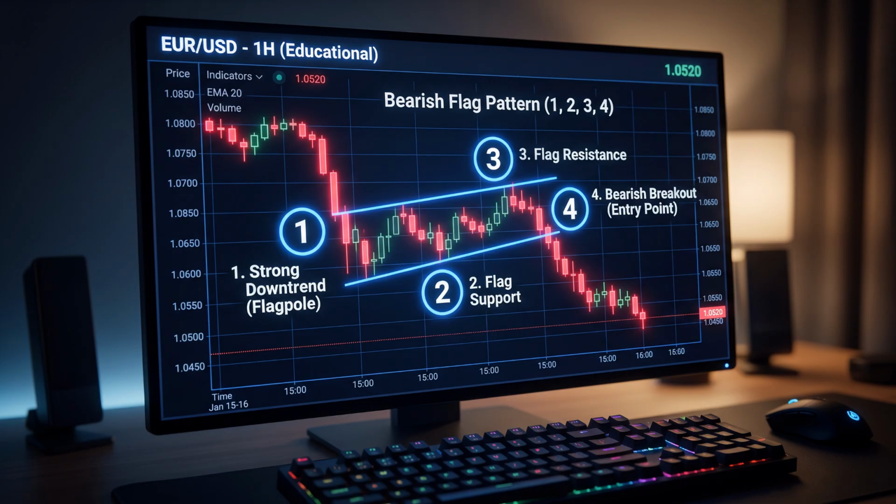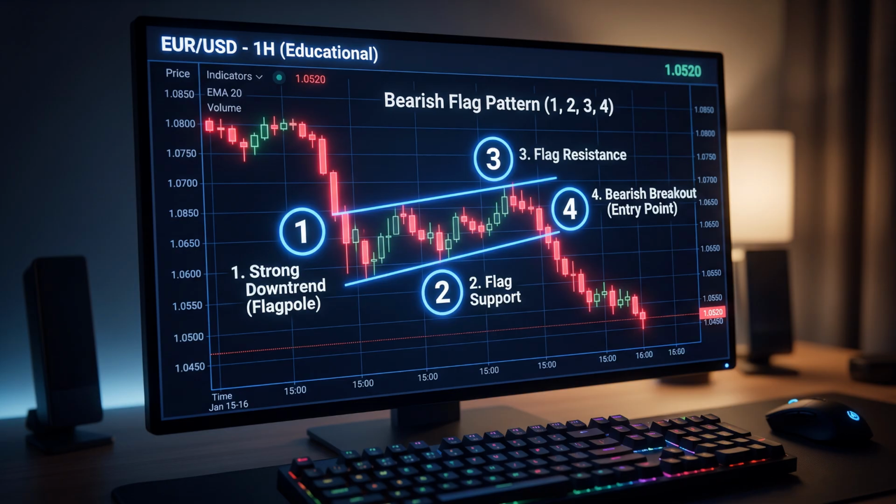Highlighting Step 1, the host directs attention to circle number 1, the strong downtrend, also known as the flagpole. The massive red candles dropping sharply indicate aggressive selling pressure. The sellers are in complete control, and the price is plummeting. The host cautions that you never want to jump in right in the middle of this drop because you do not know where the bottom is. Instead, you wait for the market to take a breath.